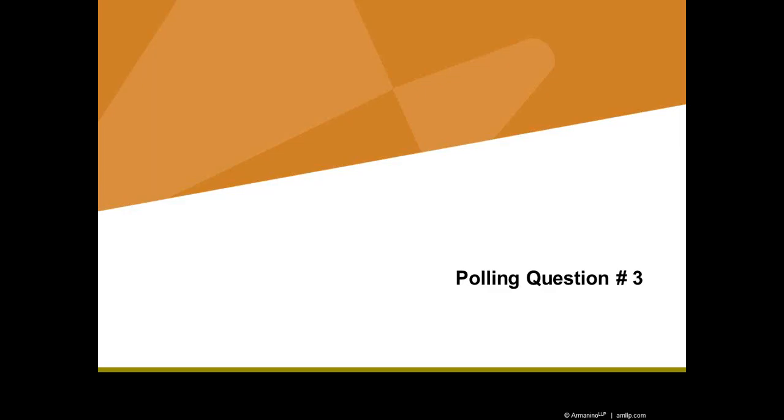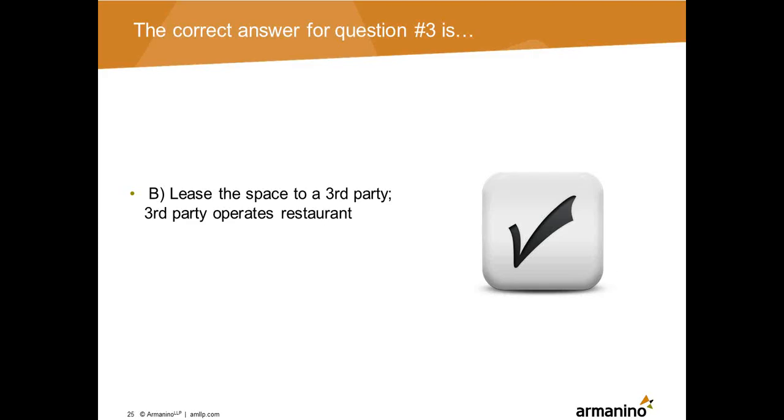Thanks, Debbie. This was a hard one, and it assumes that there's no debt financing on the museum. But the correct answer here was that we wanted to lease the space to a third party and have the third party operate the restaurant, because that means the museum is receiving rental from the use of space, the use of real property, so the museum is not in the restaurant business. The third party is in the restaurant business, but our museum is just receiving rental income, which is excluded. So good job. That was a tricky one.